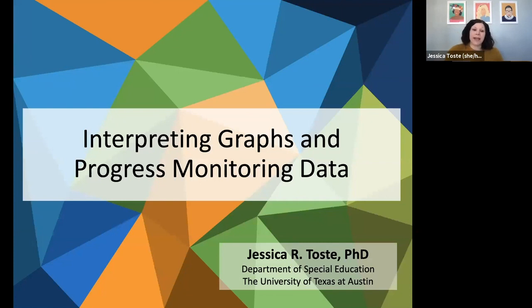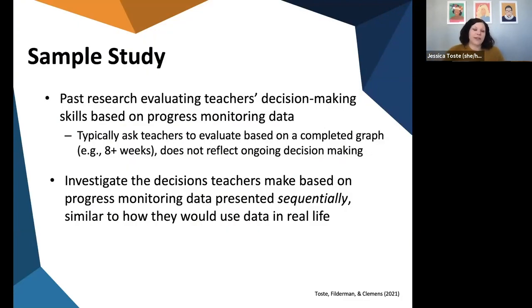I'm going to share one sample study where we looked at graph interpretation with pre-service teachers. Past research on graphs has looked at teachers' decision-making based on a complete graph, similar to what I just showed you with 8 or more weeks of data. They reflected on what had been happening in that student's intervention: have they been making adequate growth, and would the teacher make an instructional adjustment? In this particular study that I conducted with colleagues at the University of Texas at Austin, we wanted to investigate the decisions that teachers made based on progress monitoring data that was presented sequentially, which means the teachers would see one data point at a time, like we would in real life when you're collecting data with a student.